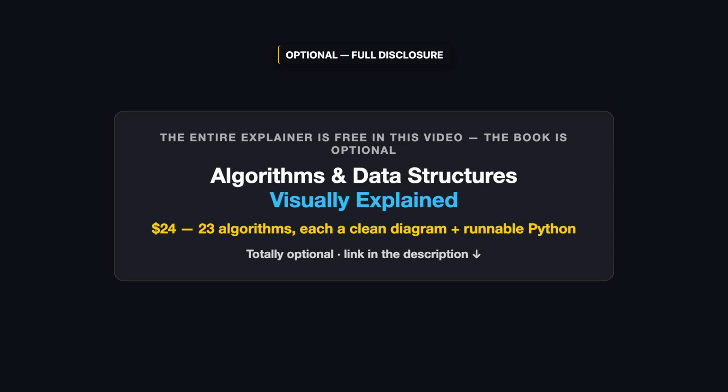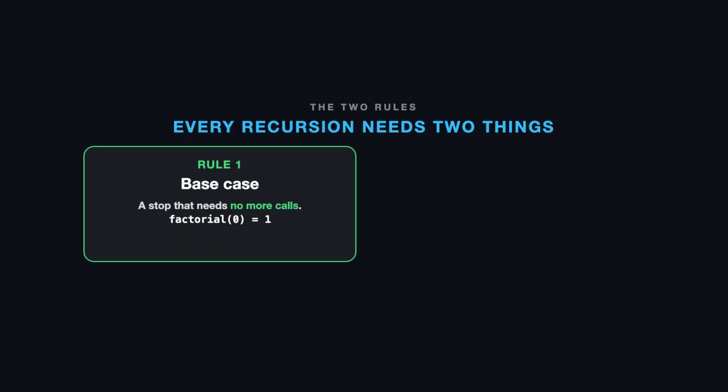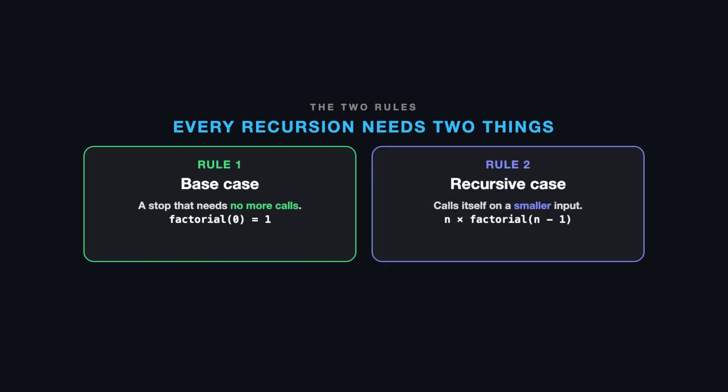Now, let us take recursion apart. Every recursion, every single one, needs exactly two things. Miss either one, and it breaks. Rule 1. A base case. That is the stopping point. A version of the problem so small the function can answer it instantly, with no more calls. For factorial, the base case is simple. Factorial of 0 is 1. Done.